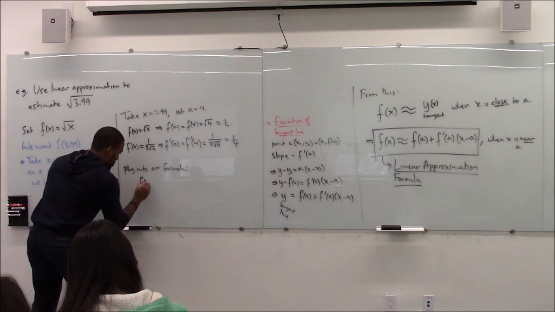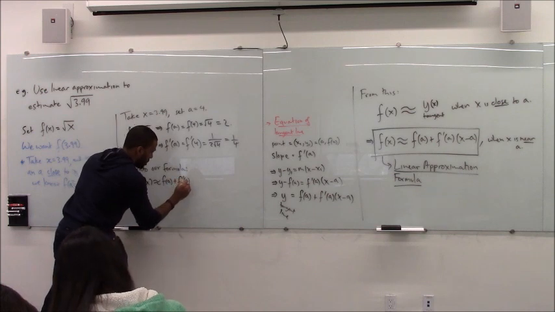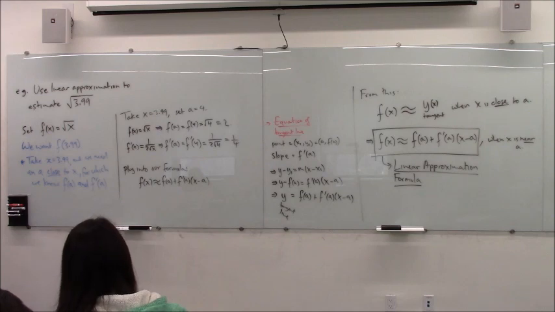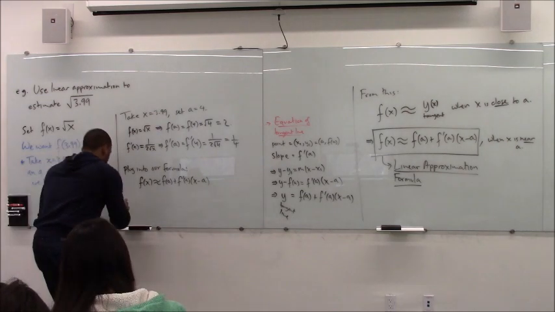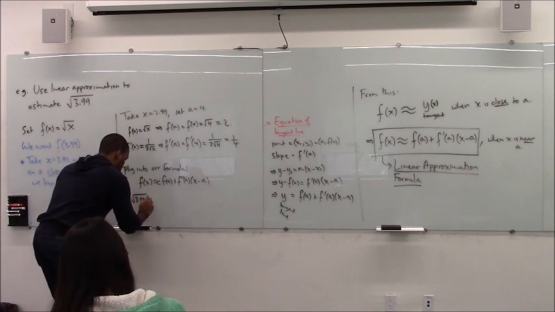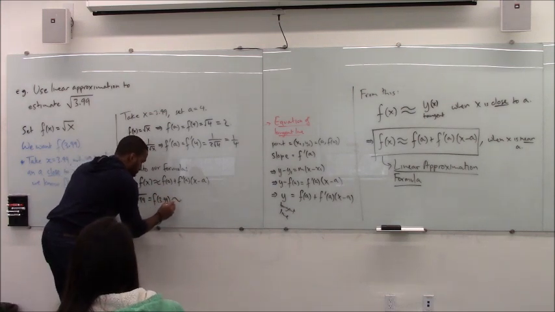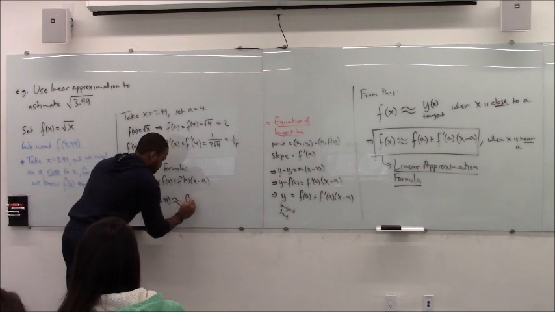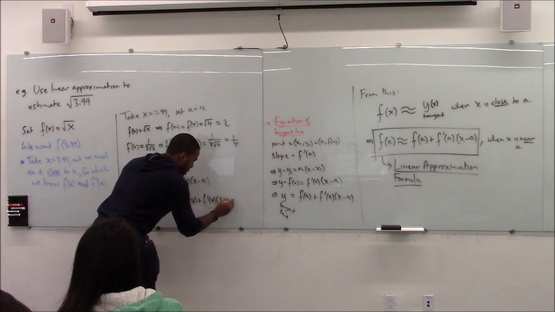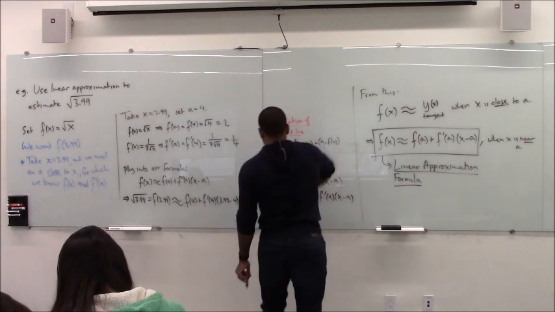I know that f of x is approximately equal to f of a plus f prime of a times x minus a. That's a new formula that we need to know now, so every time we use it, we should write it down. And so the square root of 3.99, which is just f of 3.99, is approximated by f of 4 plus f prime of 4 times 3.99 minus 4. Then I'm going to plug all those in.